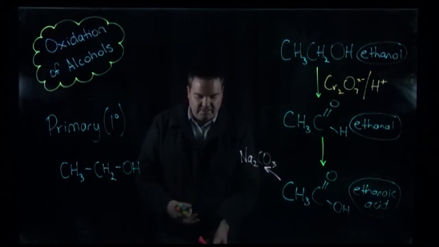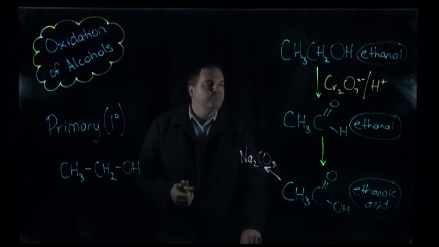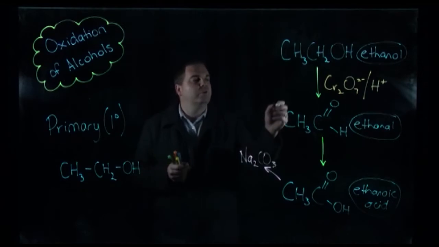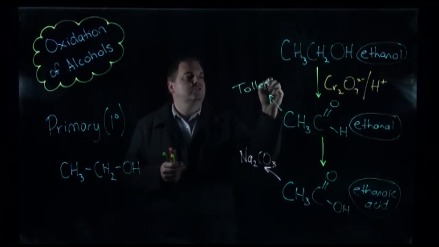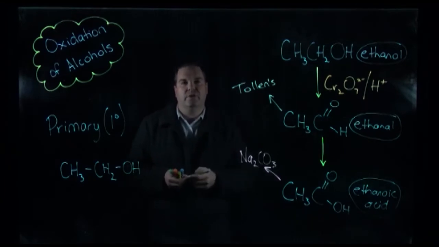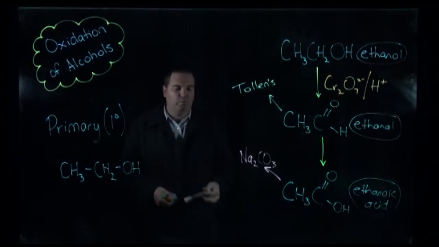So that's a way to test. Sometimes what you can also do is, with your aldehyde up here, you can react that with Tollens reagent, which is ammoniacal silver nitrate. Now that will produce a silver mirror, which is also a test.